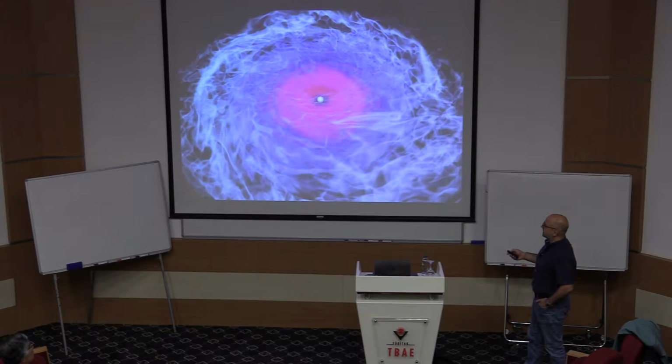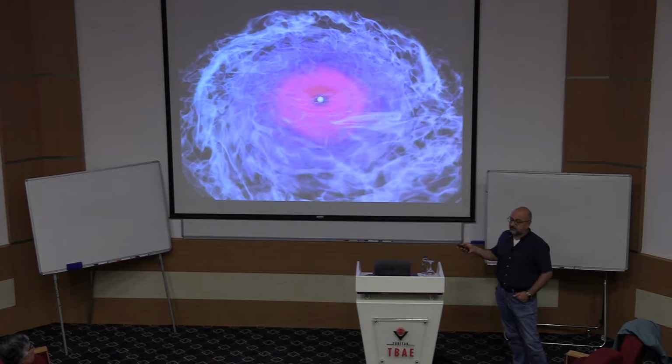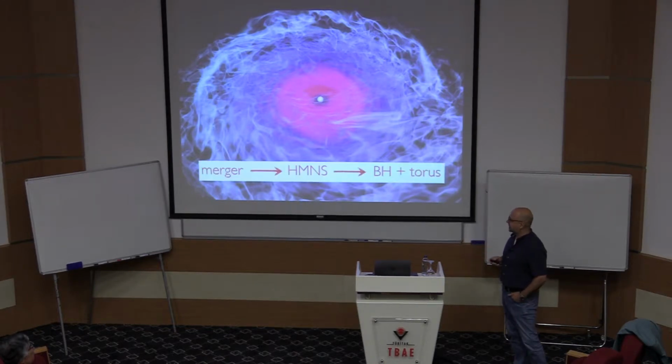Okay, so the density of this torus may look very, very tenuous. Actually, it's very large. It's 10 to the 8, 10 to the 9 gram per cubic centimeter. So this is really dense matter. And it's because of this that neutrinos can be produced by this object.